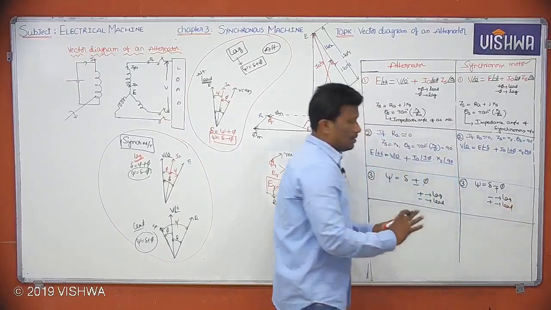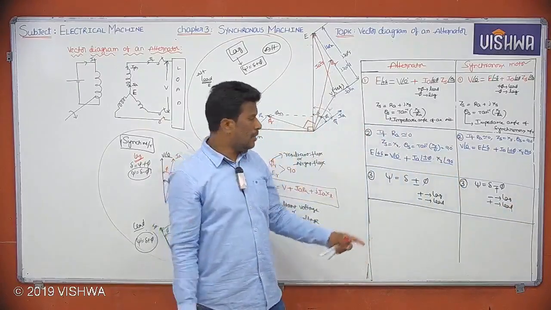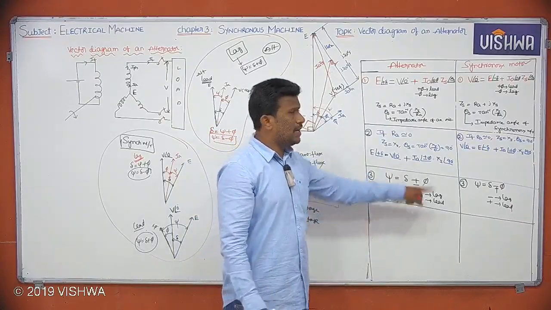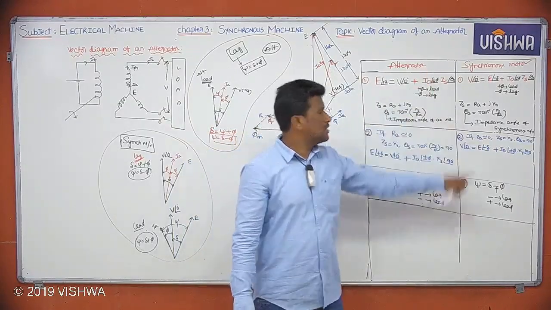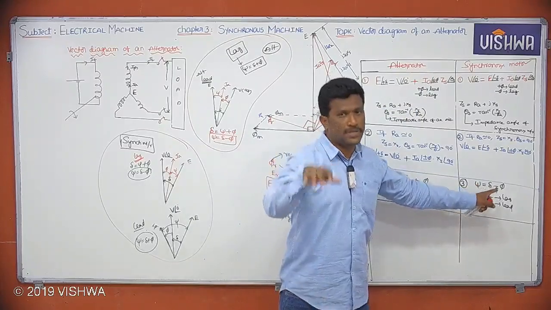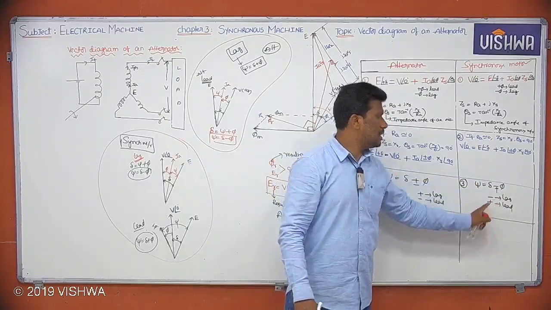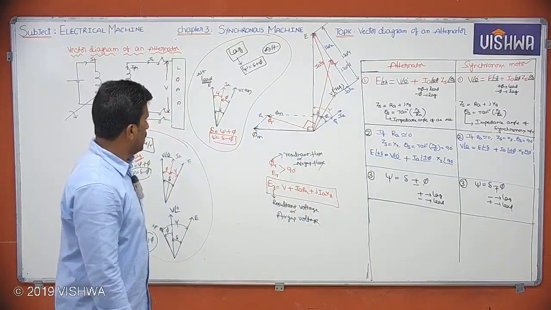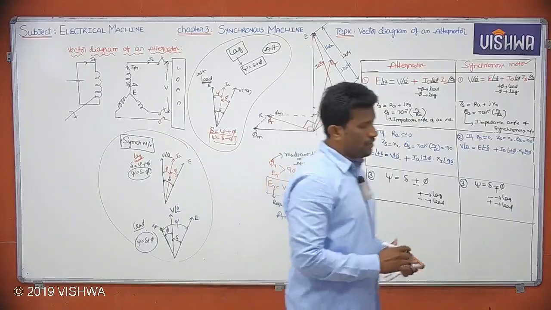So please remember, if you want to remember forever: for alternator, psi equals delta plus or minus pi, plus for lag, minus for lead. Synchronous motor, psi equals delta minus or plus pi, minus for lag, plus for lead. Like that, please try to remember. It will be easy for you. You just note down up to this, then I'll go for formula number 4, please.